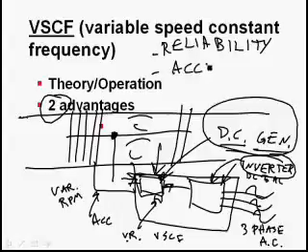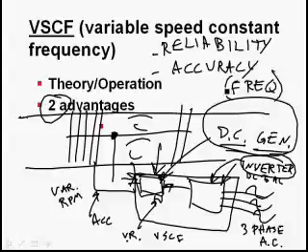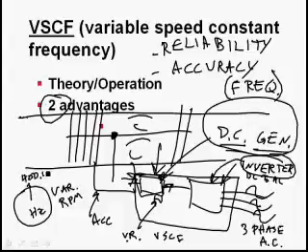And the number 2 is accuracy. Accuracy in particular of the frequency, because this is computer controlled. If you had a gauge and you were reading the hertz, it'd be right smack on 400.0.